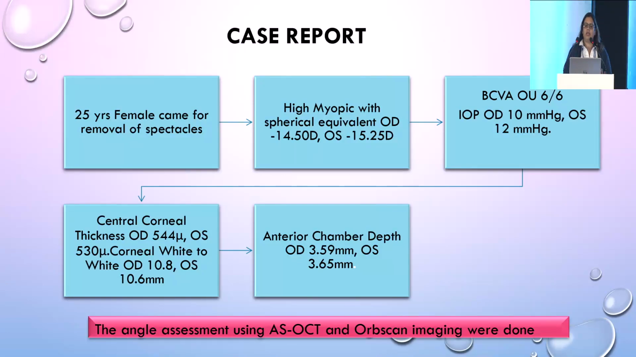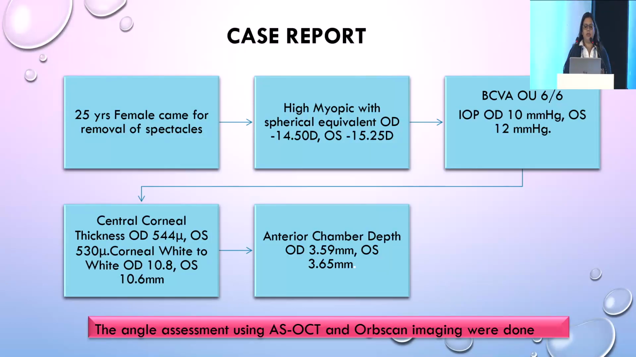Best corrected visual acuity in the right eye is 6/6. Intraocular pressure is 10 millimeter Hg in the right eye and 12 millimeter Hg in the left eye. Central corneal thickness in the right eye is 544 micron, and in the left eye is 530 micron. Corneal white to white in the right eye is 10.8 and in the left eye is 10.6. Anterior chamber depth is 3.59 in the right eye and 3.65 in the left eye.